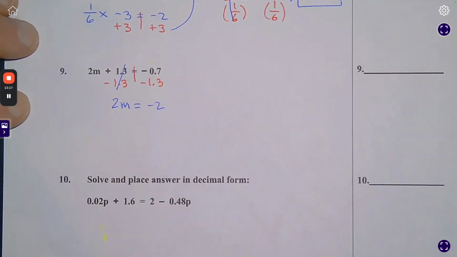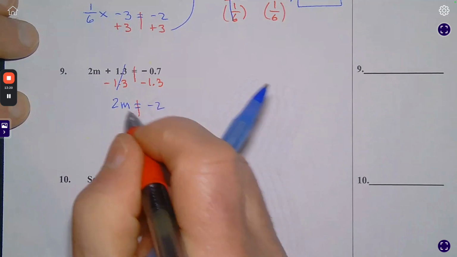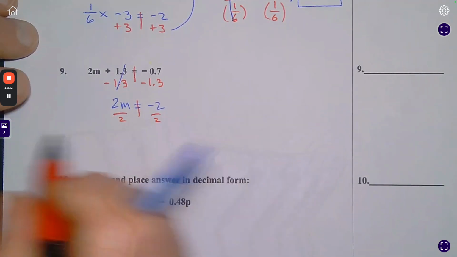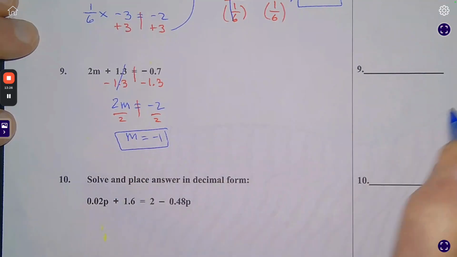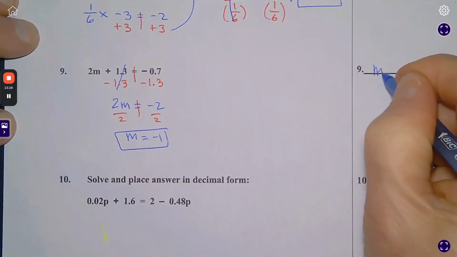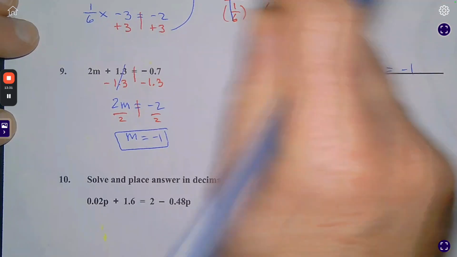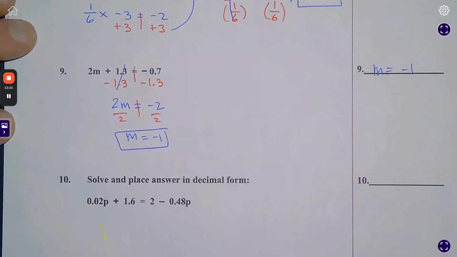That was nice. Now the inverse operation for multiplication is division. M equals negative 1. We are done. I'm going to write that right here. Oh, and we're good. Okay, let's do the last one.